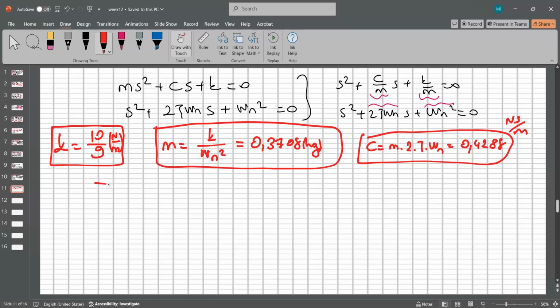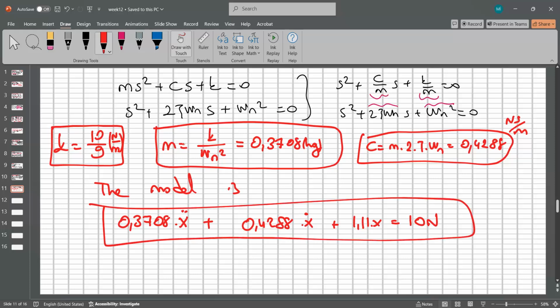And so what is the model? The model is m x double dot plus 0.4288 x dot plus 1.11 x, which is equal to 10 Newton, or F. Okay? See? This is so simple, just like this one.